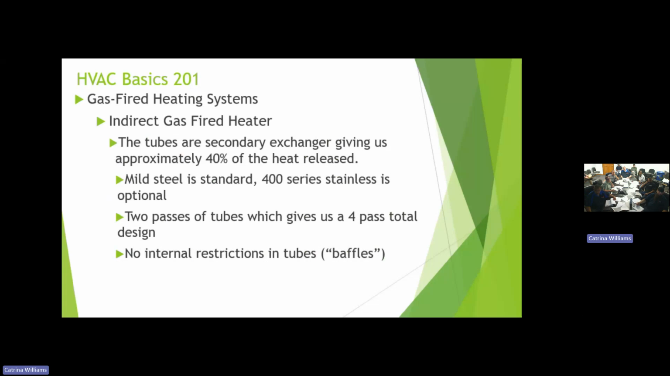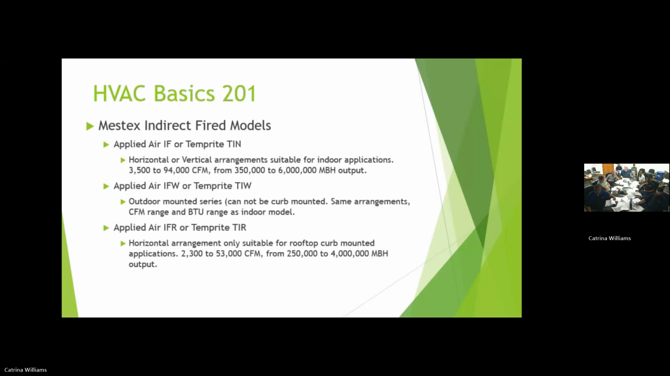So we don't have anything here that has internal restrictions, and we're still able to hold the 80%. It's what the other manufacturers are doing as well. Here's our range: the IF or the Temp-Right DIN. You can make them either horizontal or vertical. That's for indoor applications. 3,500 to 94,000 CFM, and you see there from 350,000 to 6 million BTU output. That's the keyword there, output. That means at 80% efficiency, your input is over 7 million. Pretty good sized burner.